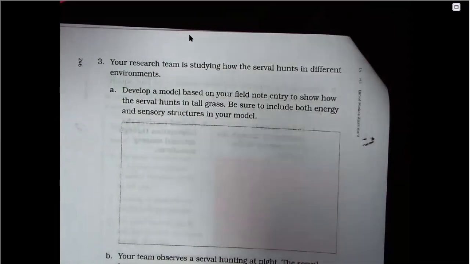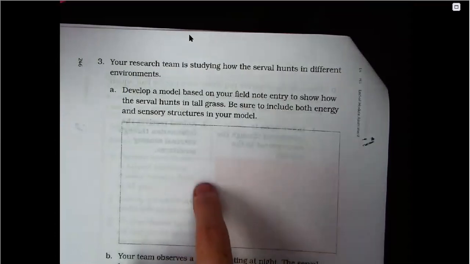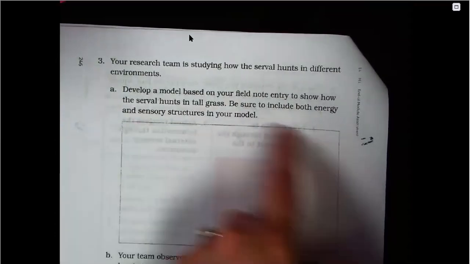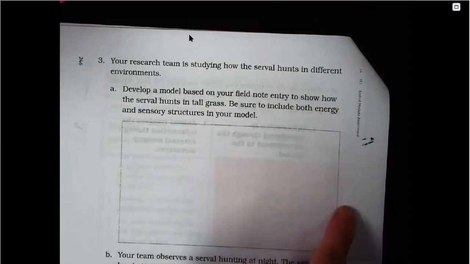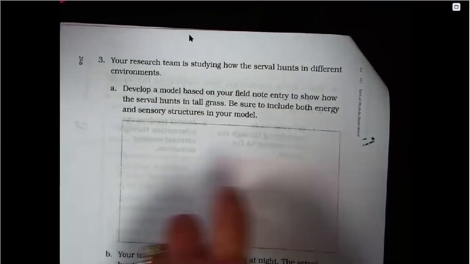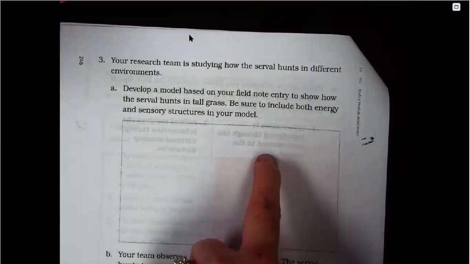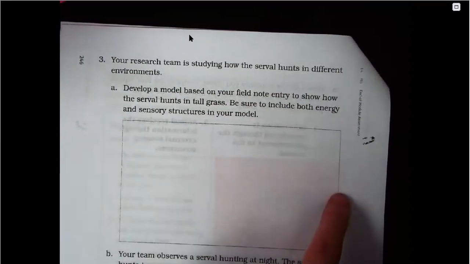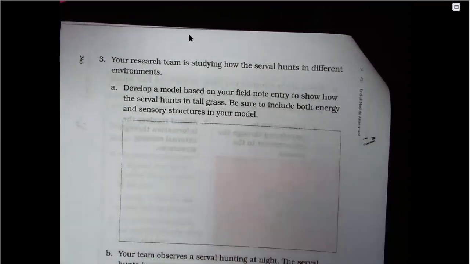How the energy moves through this picture, okay? Then you need to draw your serval and label either its eyes or its ears and how it receives the sound energy or the light energy from its prey animal. You need to label it with words. Remember, I have to be able to read it. I'm your audience, so I have to know what your pictures are, and I have to be able to read your writing.